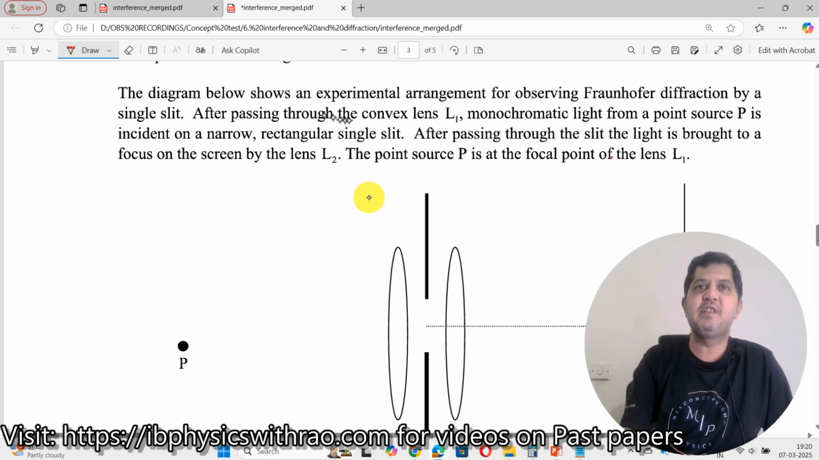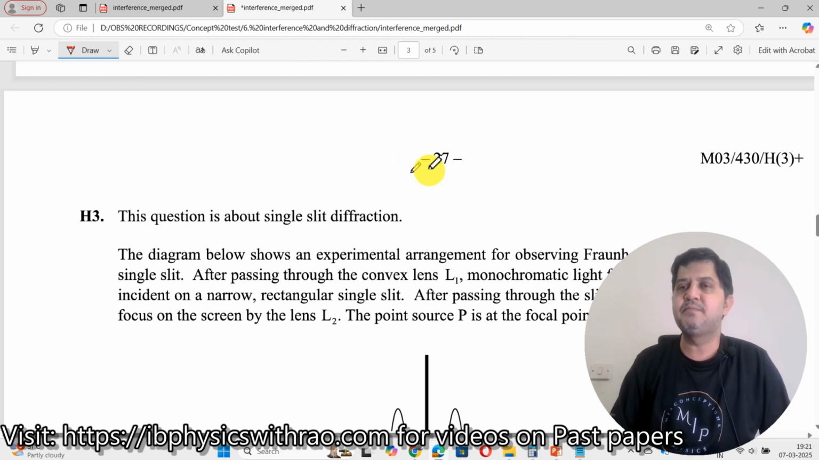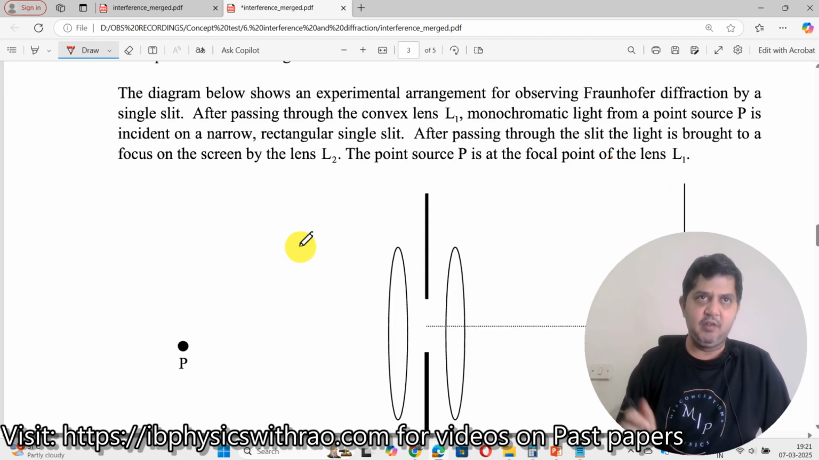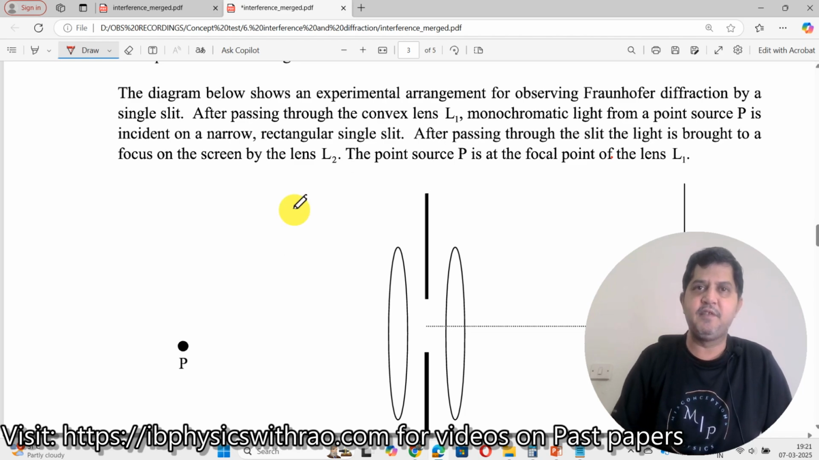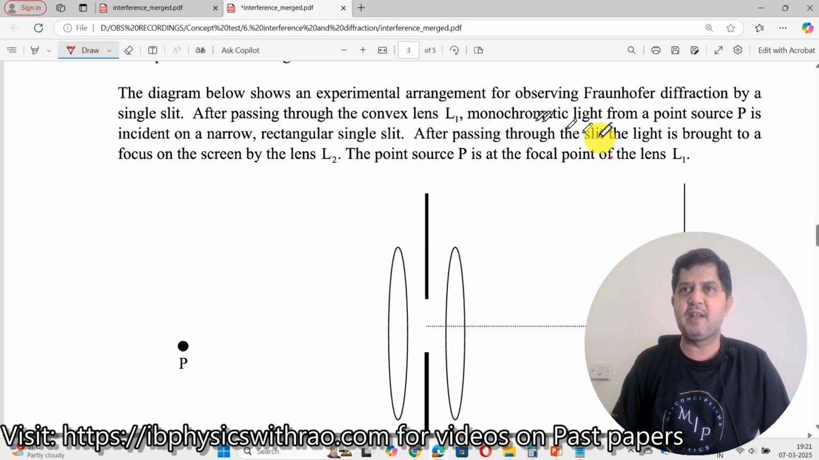The diagram below shows the experimental arrangement for observing Fraunhofer diffraction by a single slit. Fraunhofer diffraction is a type of diffraction. This question is also taken from the 2003 May paper. After passing through the convex lens L1, the monochromatic light from a point source P is incident on a narrow rectangular single slit. After passing through this, the light is brought to a focus by the lens L2. So after passing through the lens L2, it comes to the screen over here.